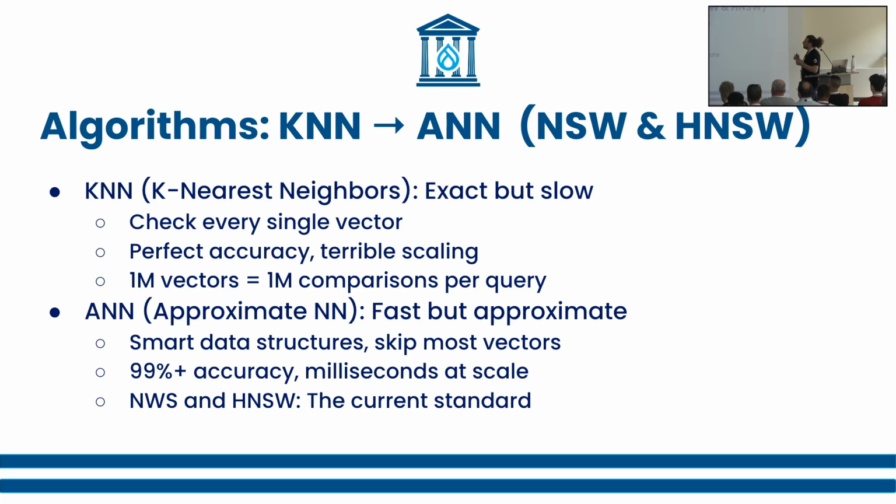So first, we have the KNN and the ANN algorithms. KNN is the k-nearest neighbor, which is really, really precise, but is slow. And then we have the variation, which is the approximate nearest neighbor, which is really fast, but a little bit less accurate than the KNN, but still acceptable and is widely used.